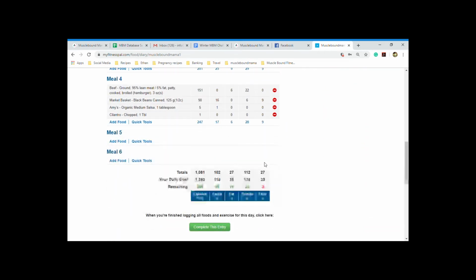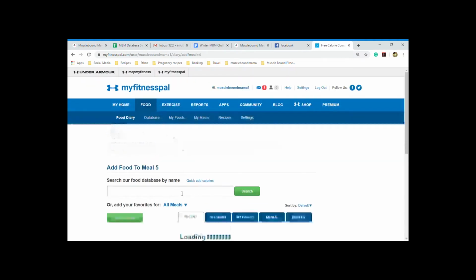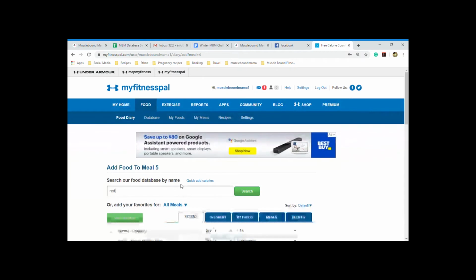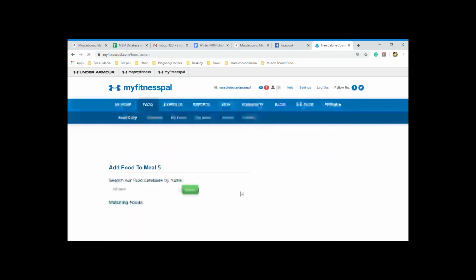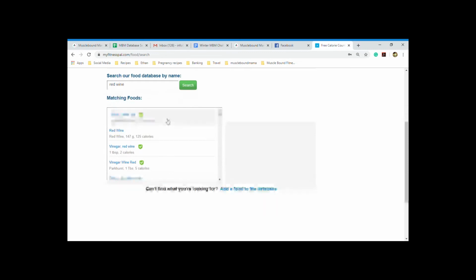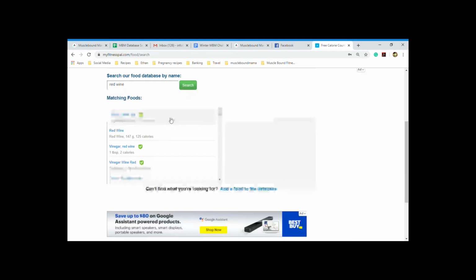And so after dinner, I will have these macros left. And so I can then decide how I want to allot those. So I might then choose, because I had a rough day with my toddler, to have some wine. And so I'm going to go here and search for my red wine. Whoops, if I could type. And here we are.